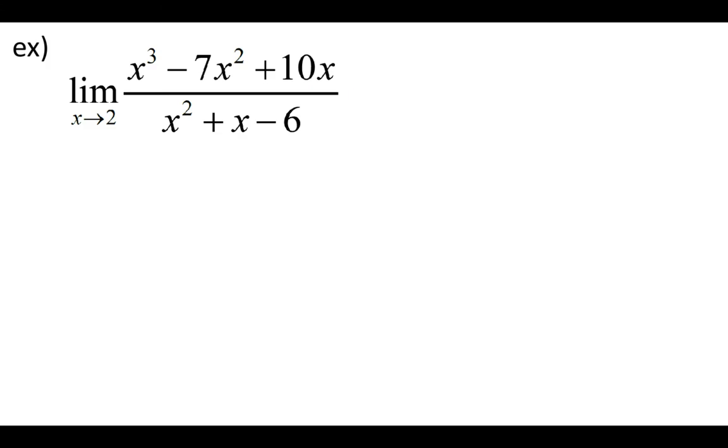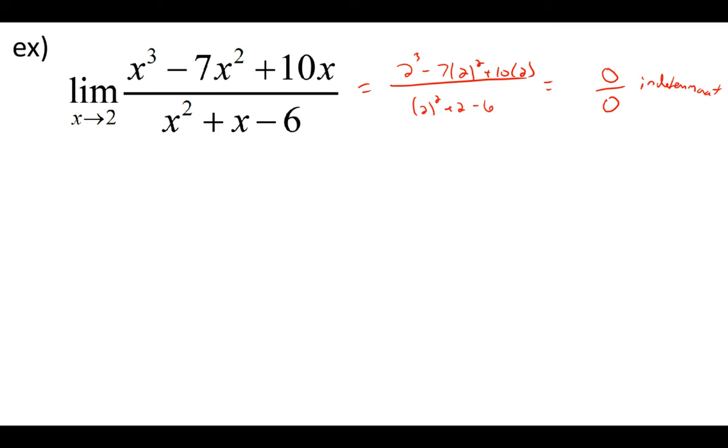All right. So for this first question, anytime you try to evaluate a limit, if you can think back, the first thing that you want to try to do is just plug in what's given and see what you get. When we do this, we would get 2 cubed minus 7 times 2 squared plus 10 times 2, over 2 squared plus 2 minus 6. And as you can probably guess, in this case, we should get 0 on top, 28 minus 28, and a 0 on the bottom. This is called an indeterminate form.